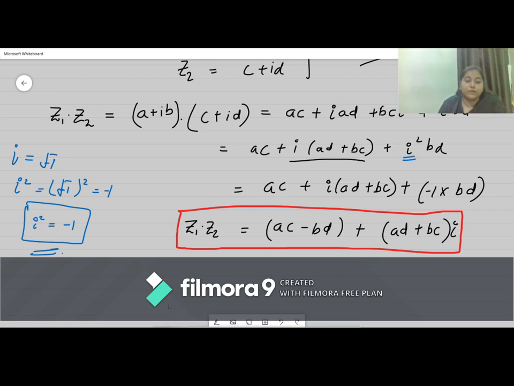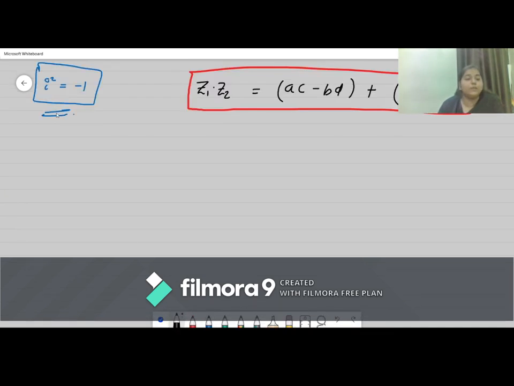So I think it's time to solve a numerical. Let us see an example in which we will do multiplication of complex numbers. So we take two complex numbers, simple ones for the sake of understanding: 2 plus 3 iota and 1 plus 2 iota. Okay. Now if you see, compare this with a plus ib, and imagine this is c plus id. So we need to see what z1 into z2 comes out to be.